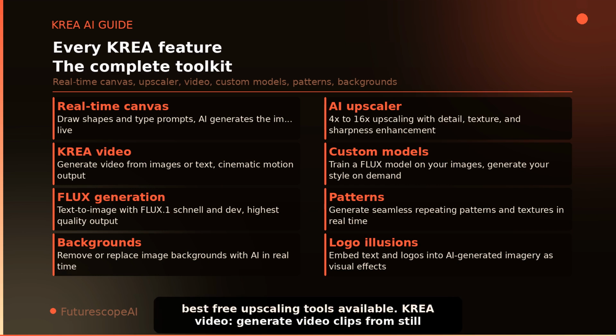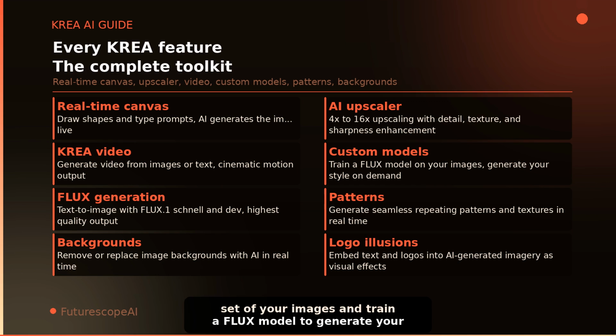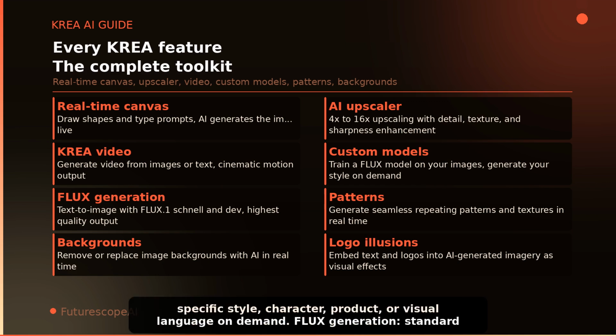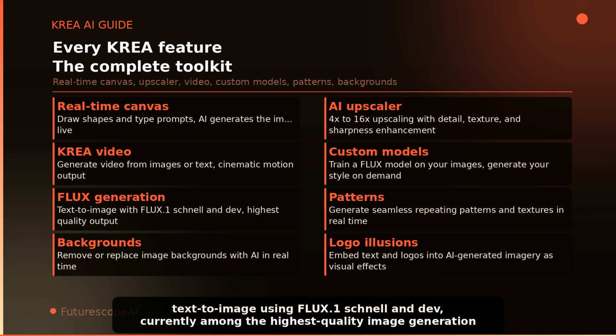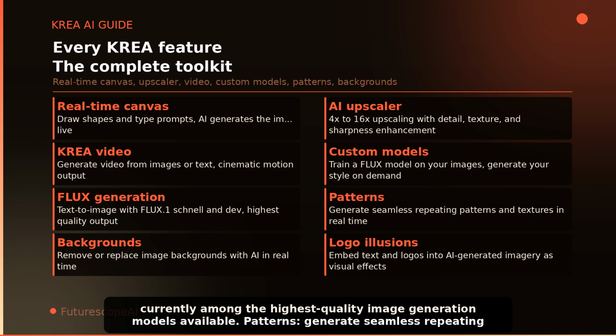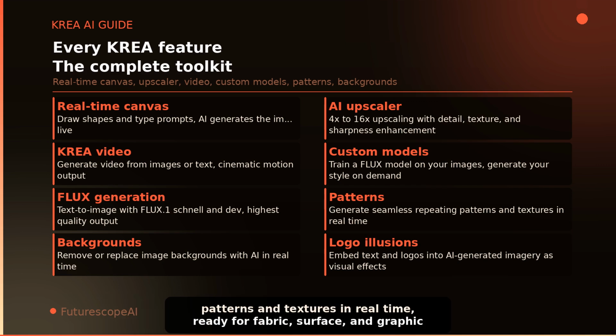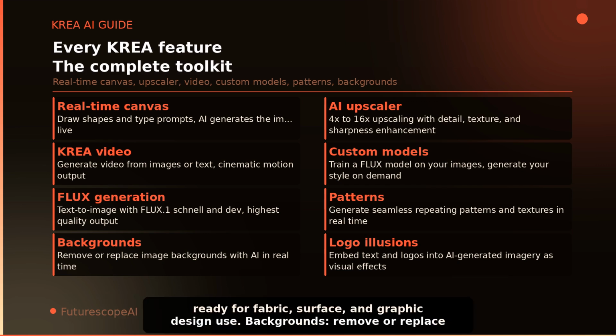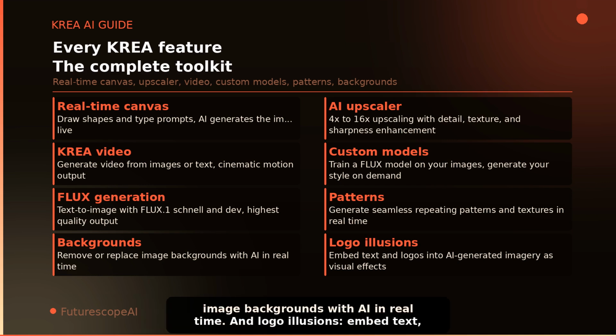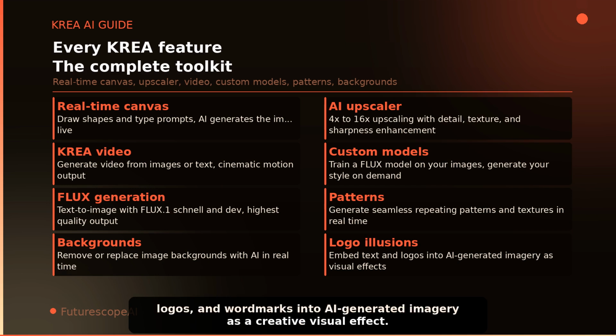KREA Video, generate video clips from still images or text descriptions with cinematic motion output. Custom models, upload a set of your images and train a Flux model to generate your specific style, character, product, or visual language on demand. Flux generation, standard text-to-image using Flux.1 Schnell and Dev, currently among the highest quality image generation models available. Patterns, generate seamless repeating patterns and textures in real time, ready for fabric, surface, and graphic design use. Backgrounds, remove or replace image backgrounds with AI in real time. And logo illusions, embed text, logos, and word marks into AI-generated imagery as a creative visual effect.